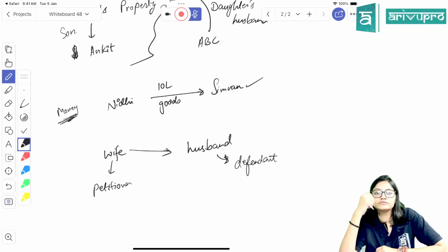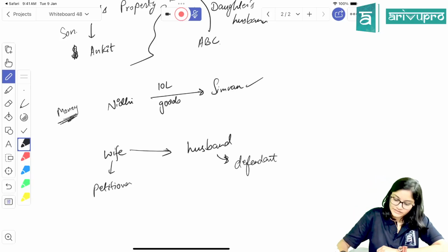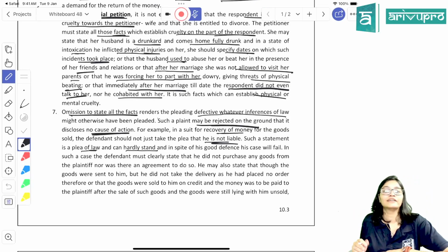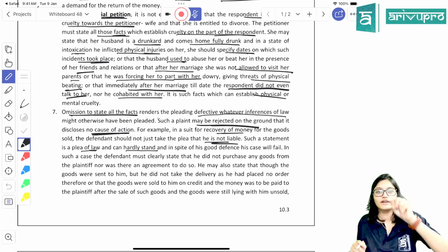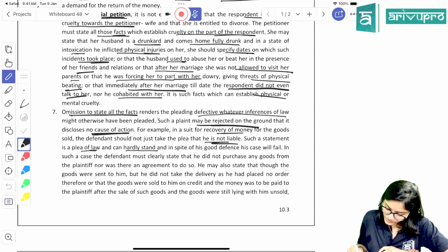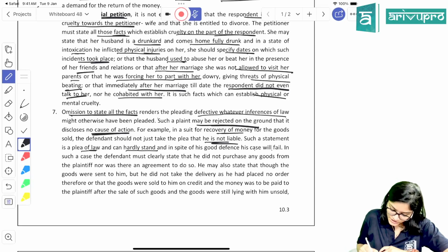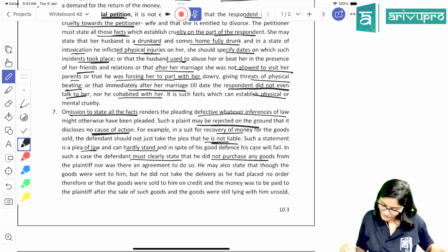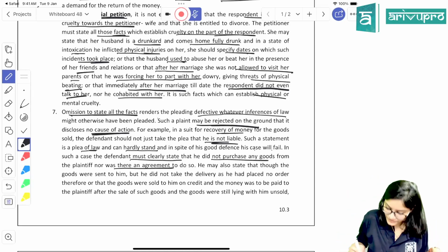And what court will do, right? So that is given you. Such a statement is a plea of law. We have seen. You just have to mention the facts, don't mention the law, right? In spite of this good defense, his case will fail. In such a case, the defendant must clearly state that he did not purchase any goods, or the goods were defective, whatever, from the plaintiff, nor was there an agreement to do so.